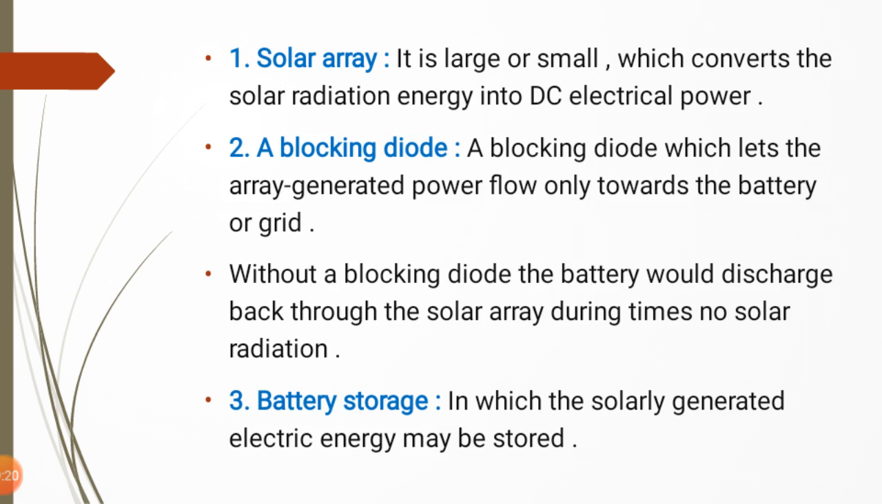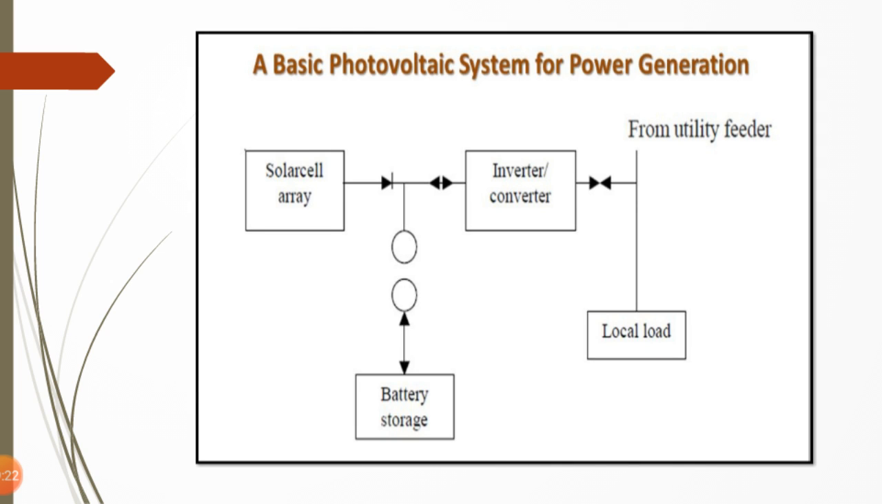This figure shows a basic photovoltaic system for generation. The first component is the solar array, the second is a blocking diode, and at the bottom there is a storage battery. The storage battery has a switch, because when we want the battery we can connect it, and when we don't want the battery, we can remove it easily. There is a power conditioning part, that is an inverter or converter, which helps us convert the DC power into AC, and after that the local load. So this is a basic photovoltaic system for power generation.